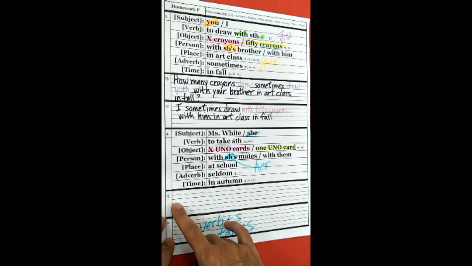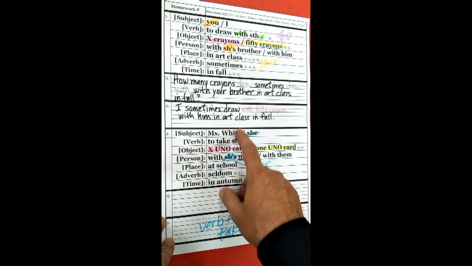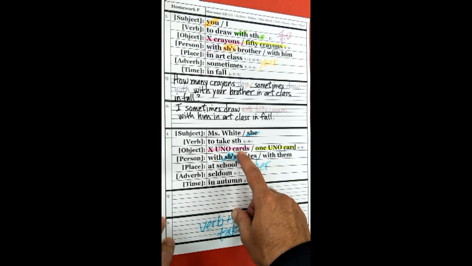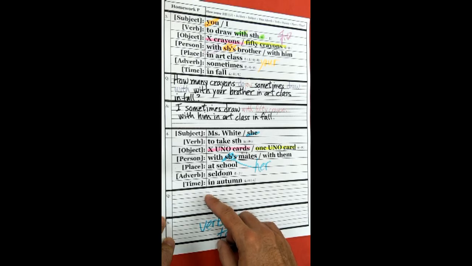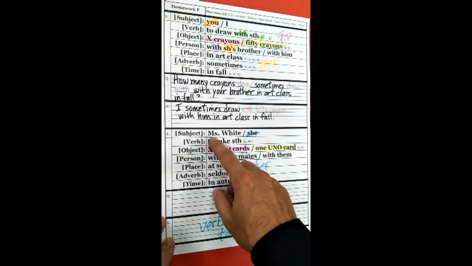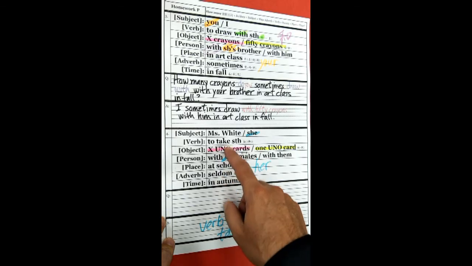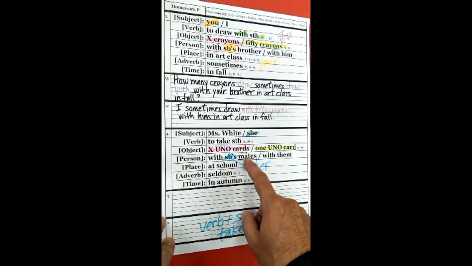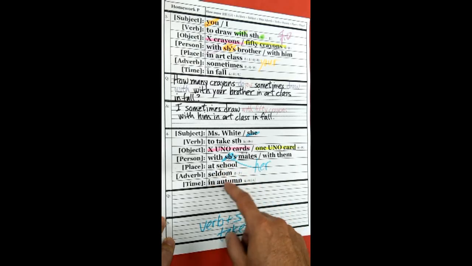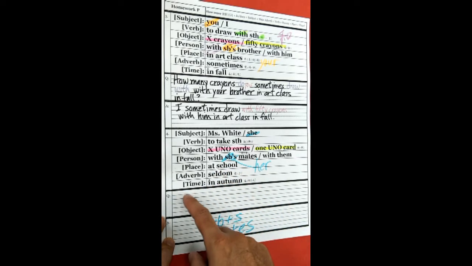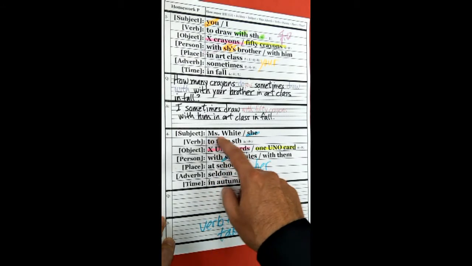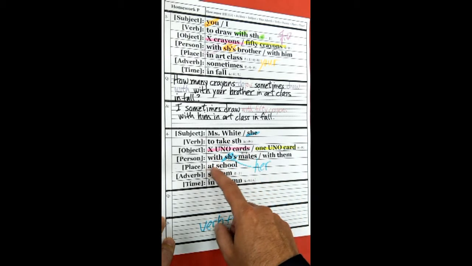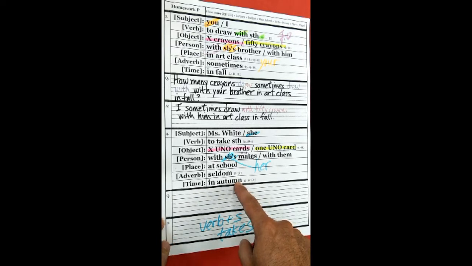Question, how many Uno cards does Ms. White seldom take with her mates at school in autumn? How many Uno cards does Ms. White seldom take with her mates at school in autumn?